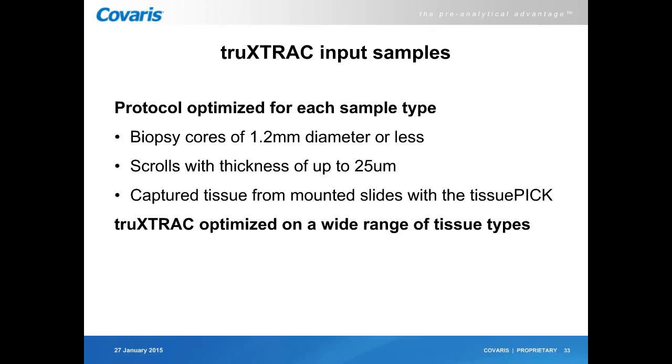So you have different types of samples you can get from an FFPE block. And the truXTRAC protocol has been optimized for each sample type. It's completely compatible with biopsy cores, up to 1.2 millimeter in diameter. You just load them in a Covaris microtube and process them to remove the paraffin. It's also completely compatible with scrolls, thickness up to 25 micron. And it's also compatible with tissue mounted on slides with a tissuePICK. I will go into more detail later. But overall, truXTRAC has been optimized on a wide range of tissue types.